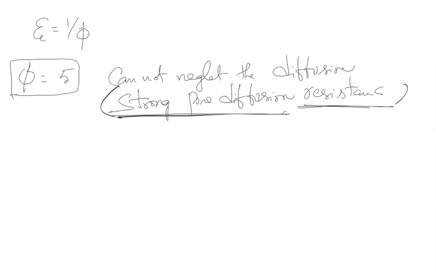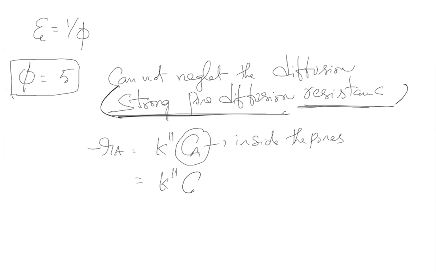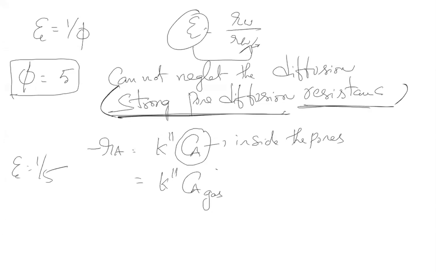So how do I write my rate of reaction? I'll multiply k and then the concentration, which is Ca. Ideally we have to put the concentration inside the pores. Since we can't measure it, I will write the concentration of the gas multiplied by the effectiveness factor, which is the rate with diffusion divided by the rate without diffusion. So the effectiveness factor multiplied by the rate without diffusion. The effectiveness factor is 1 by 5, so I take the concentration of the gas times 1 by 5.